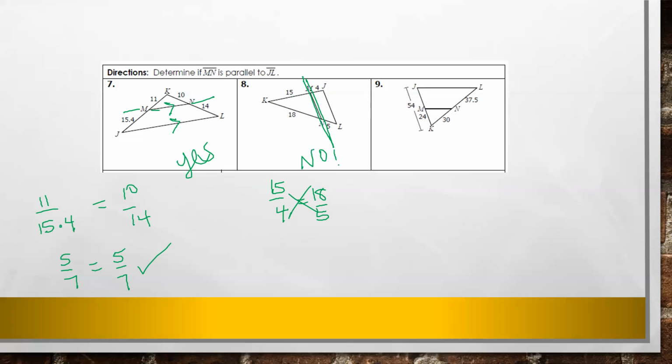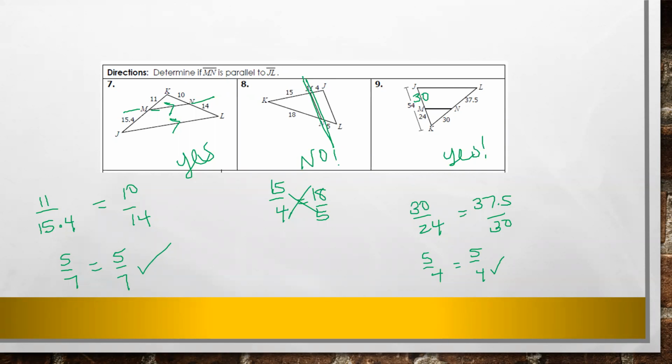Sometimes you might have to use that segment addition postulate, like here, number 9. You're going to have to figure out what is the length of JM, and then set up your proportion and determine whether or not MN is actually parallel to JL. Go ahead and try this one. What do you think? MN parallel to JL. Try it out. Try that now. You should have gotten yes, they are parallel.